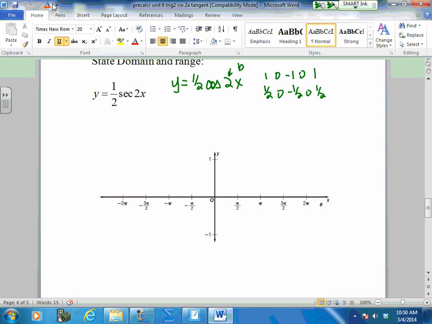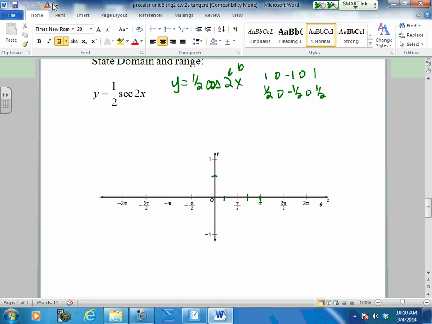Amplitude changed to 1/2. What does the 2 for frequency do? It makes it small. It shrinks it horizontally because now we need to complete 2 curves in 360. So how much for one curve? 180. So at 180, we're going to complete one full cycle. And how many quadrants in one cycle? 4. So we're going to divide this into 4s.